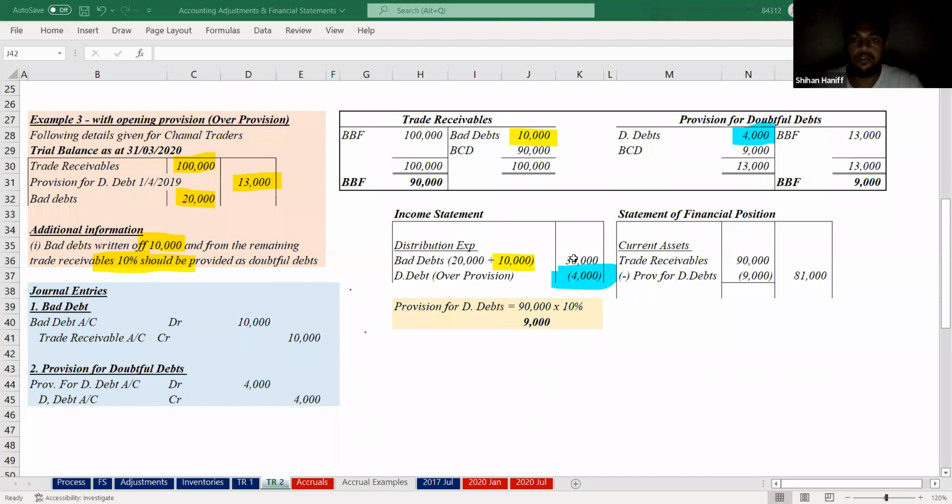Okay. So you can increase if it is under provision, and you can deduct if it is an over provision. Right. Is it clear? Because next time we are going to cover specific provision and general provision.